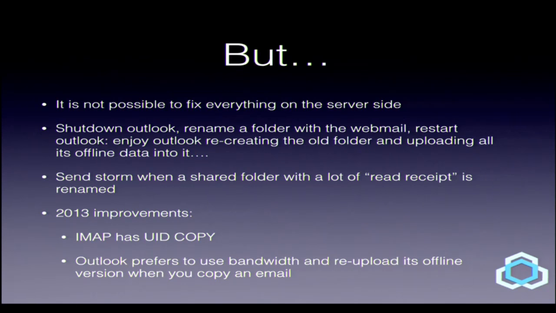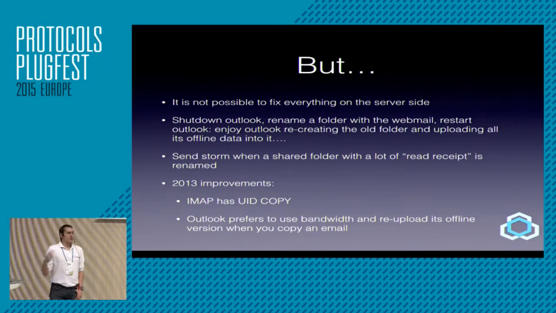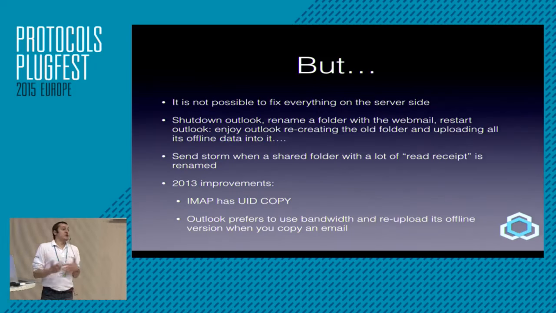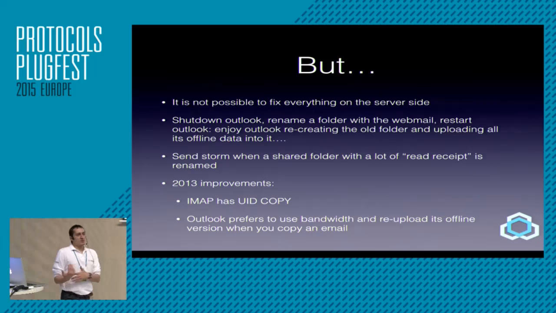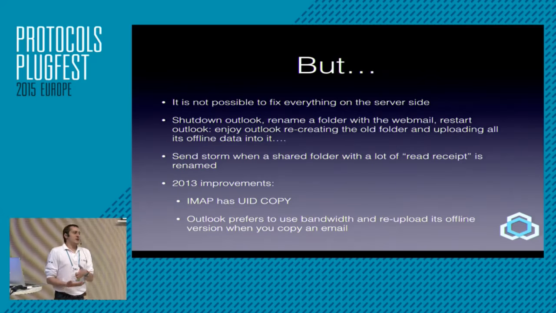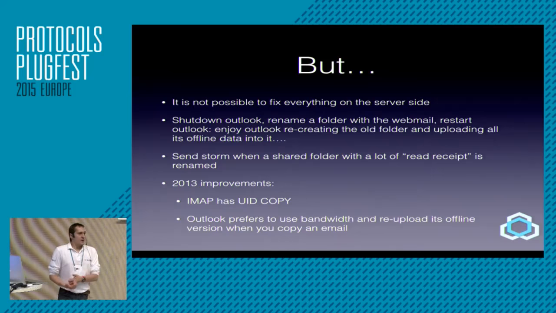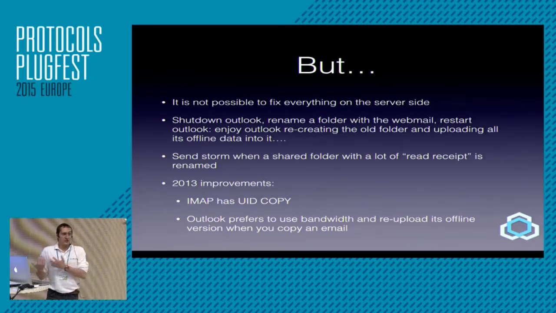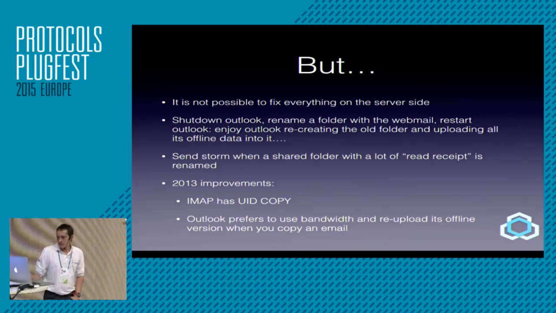The problem for us is we can't fix everything on the server side. There are some problems where we can't do anything. For example, you shut down Outlook, you rename a folder on the server, you open Outlook again, and Outlook will re-upload the old folder to the server. It's a limitation of the protocol, because the protocol doesn't log that a rename happened. You can't know that a rename was done on the server.